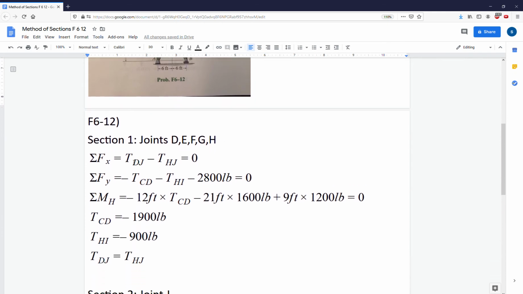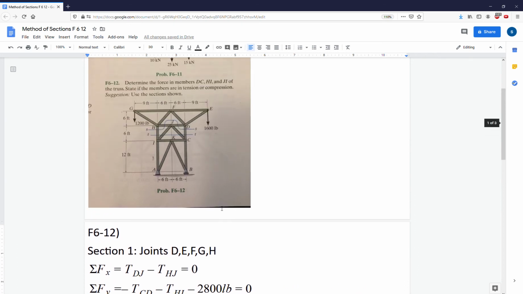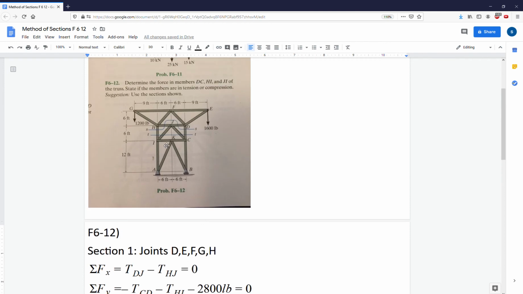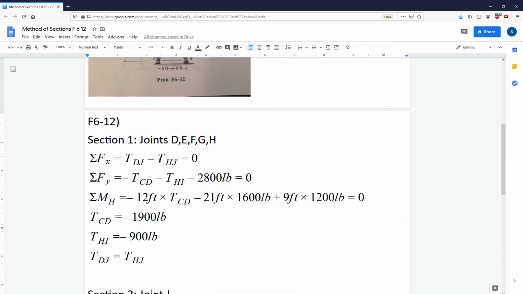Now, there are 4 unknowns in these 3 equations, which means we can't solve everything. But using the sum of moments about H equation, we can solve for tension in member CD. And then using tension in member CD, we can solve for the tension in member HI. So we can solve for 2 of these, and CD and HI were 2 that we wanted to find. Now we cannot know what TDJ or THJ are, but we can know that they are equal to each other.